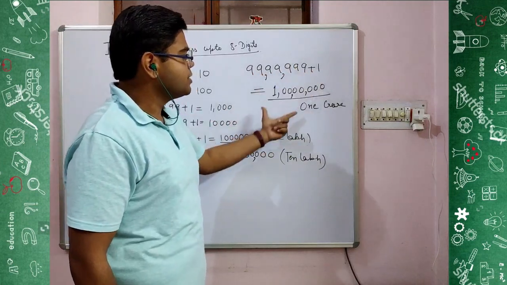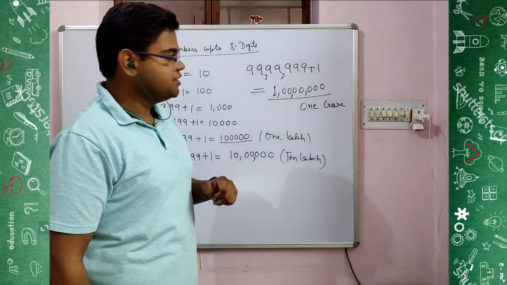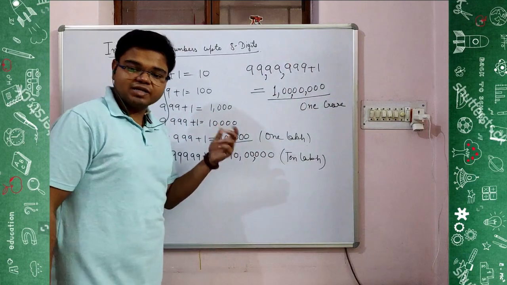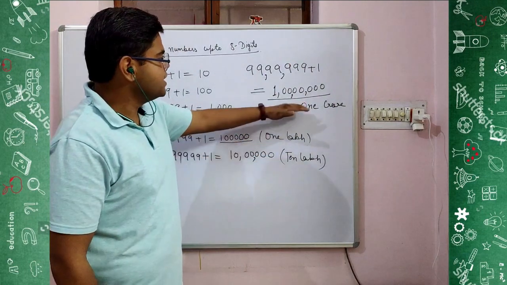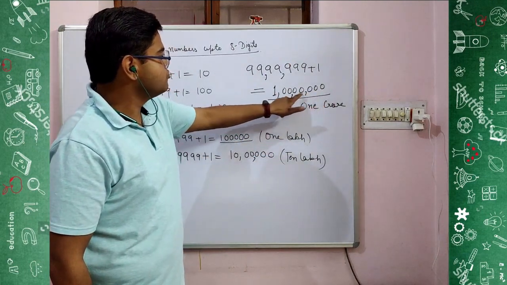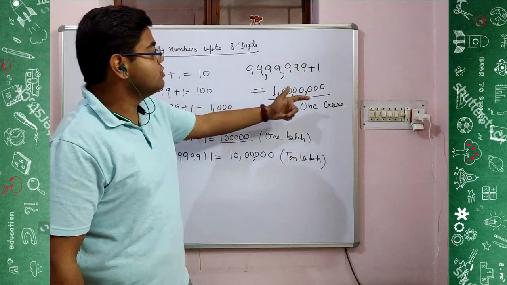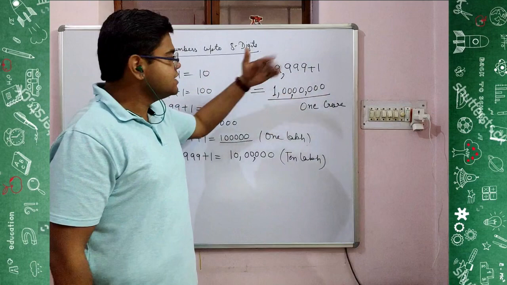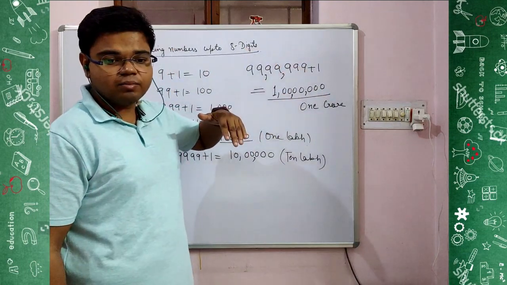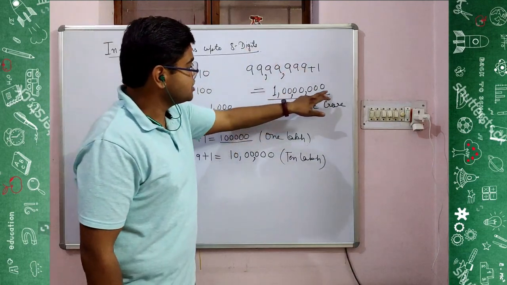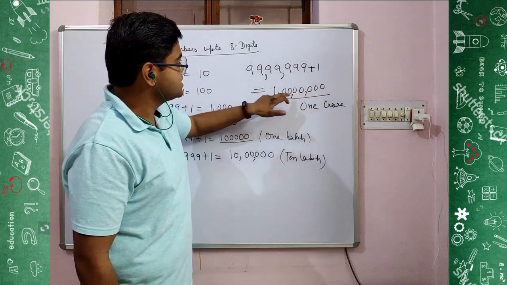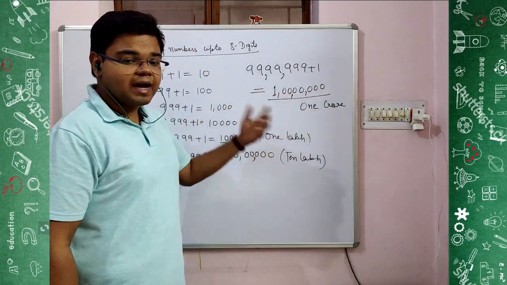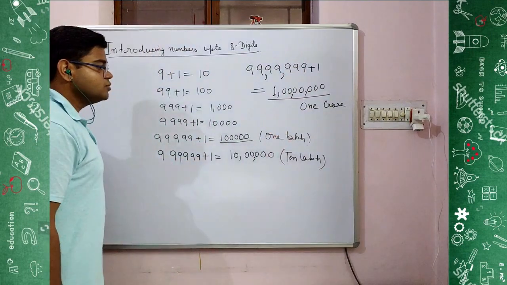Now after that, we found the largest 7-digit number. We add 1 to it, it becomes the smallest 8-digit number, and this is your 1 crore. And how many zeros are there in 1 crore? 1, 2, 3, 4, 5, 6, 7. In 1 crore, we have 7 zeros. Now, if you want to go higher than 1 crore, this was just an 8-digit number. If you want to go to a 9-digit number, then what will we do?